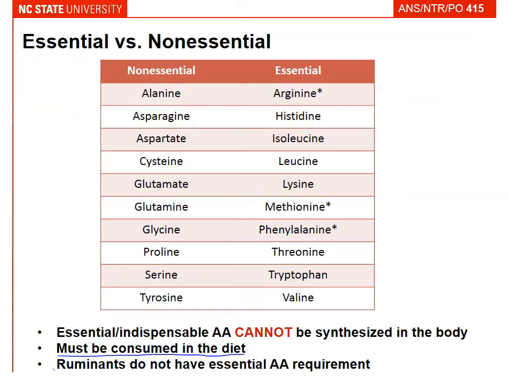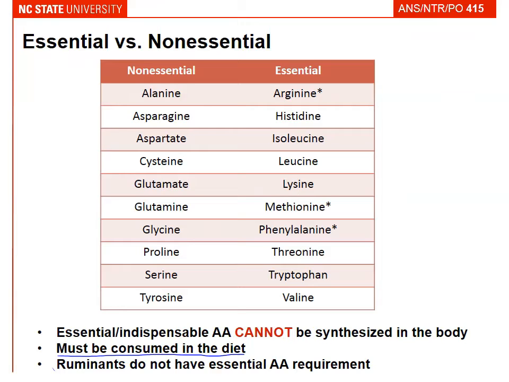So here's a list of our essential amino acids, which include arginine, histidine, isoleucine, leucine, lysine, methionine, phenylalanine, threonine, tryptophan, and valine. So the asterisks at the arginine, methionine, and phenylalanine, that all depends on the species. Some of those are conditionally essential, meaning that the animals can synthesize some of it. If they're unable to synthesize adequate amounts, then it will be essential.